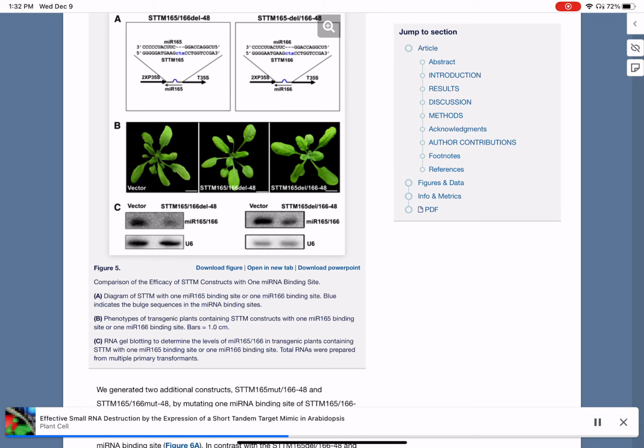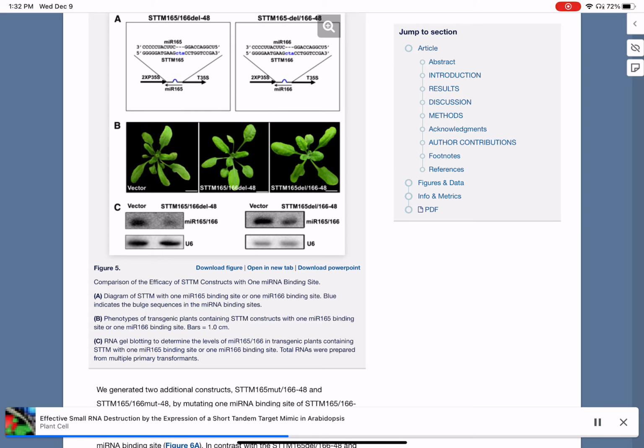RNA gel blotting to determine the levels of miR-165-166 in transgenic plants containing STTM with one miR-165 binding site or one miR-166 binding site. Total RNAs were prepared from multiple primary transformants.